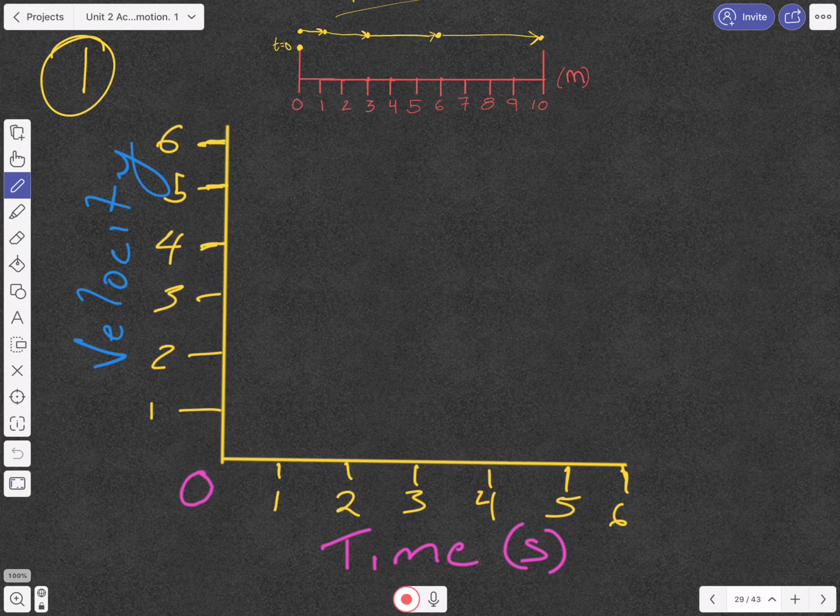So here at 0 seconds, from 0 to 1 second, we can see up here and you can see on your paper, the object was going 0 meters per second. Now here from 1 second to 2 seconds, this arrow here represents the velocity at 1 second.